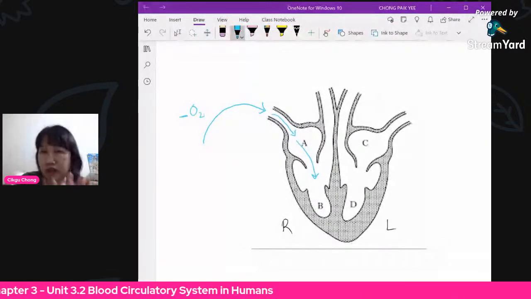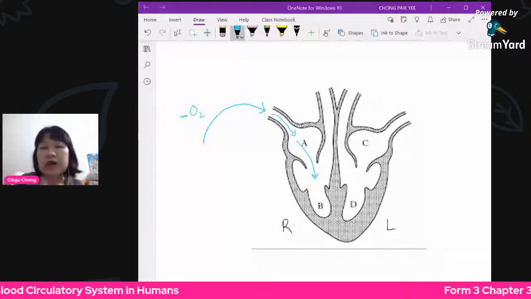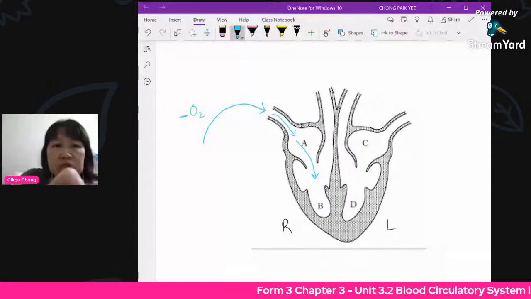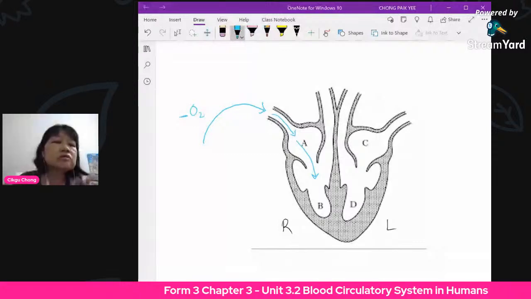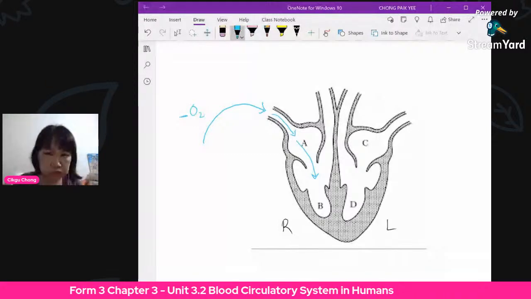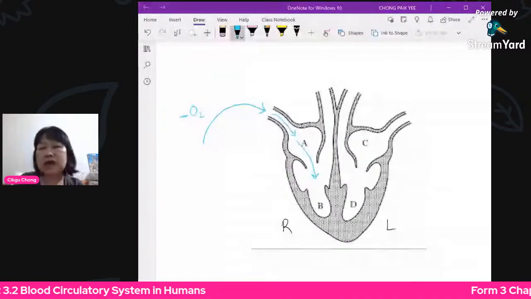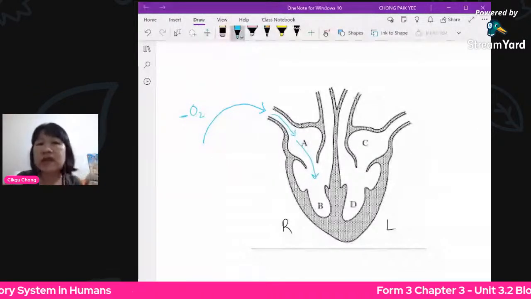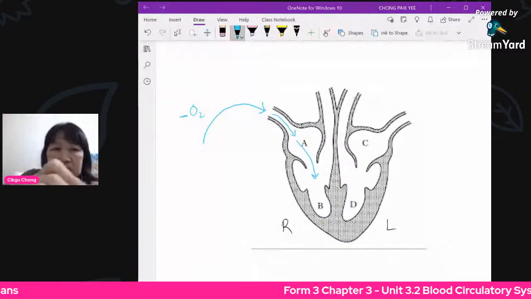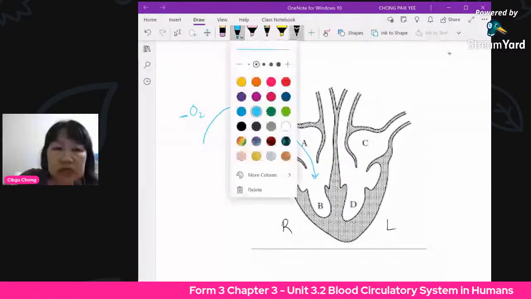Now once it enters, the valve will close. The valve will close because you don't want the blood to go back to A. After going to the B, you don't want it to go back to A because it's the wrong direction. Like I said, the blood always flows in one direction only. You cannot go backwards. So here it actually will close.